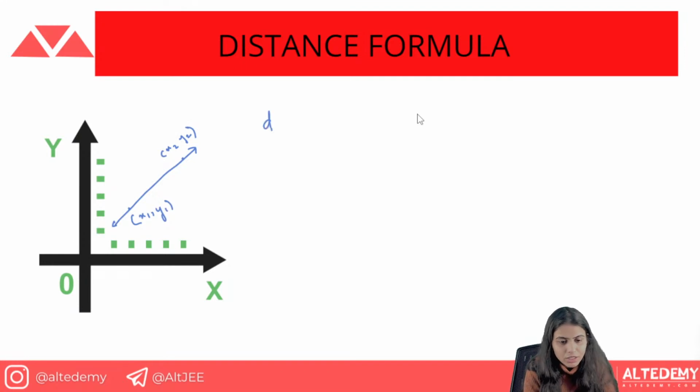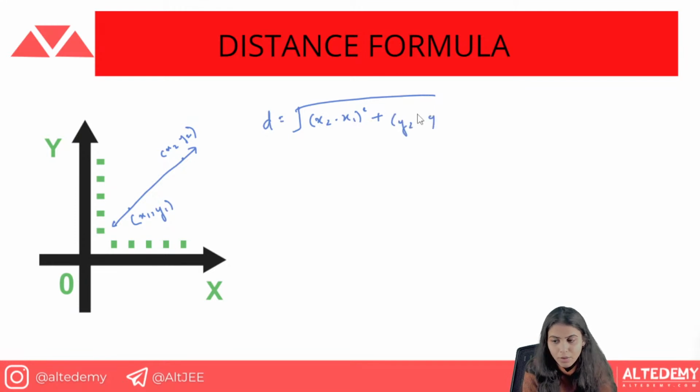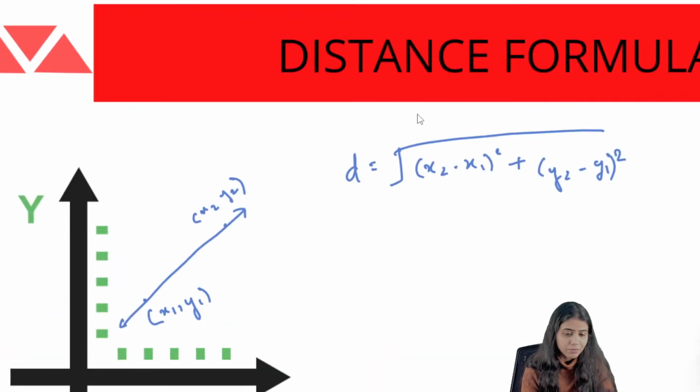So simple thing, you already know the formula, that is d is equal to under root (x2 minus x1) square plus (y2 minus y1) square. Okay, so this is the basic distance formula which comes in every question. Now I hope you have already seen this. Now let's move forward to this.